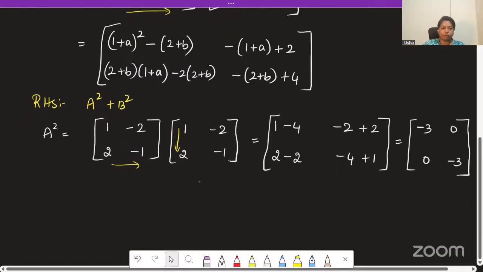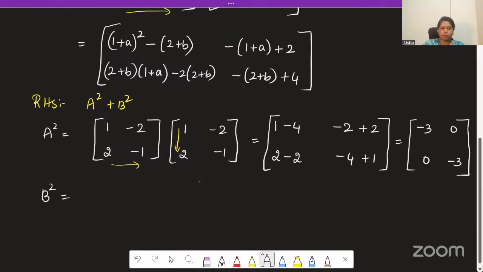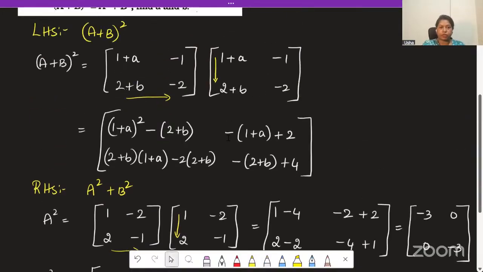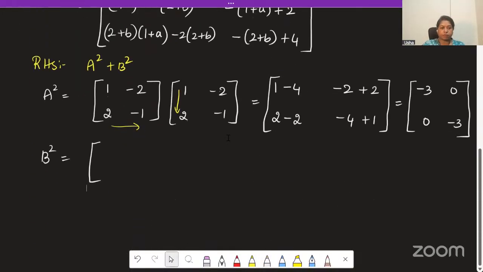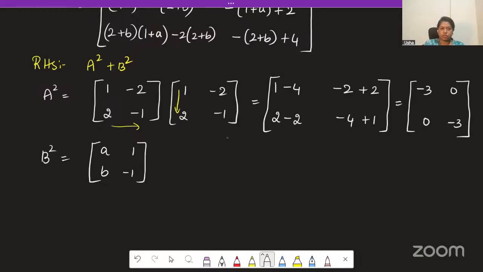Now similarly, we will find out b square. B square is b into b. What is b? a b, 1 minus 1. This is b. Write b again. a b, 1 minus 1. Now we will multiply this. First row into first column. A into a is a square. Plus 1 into b is b. Next, a into 1 is a. Plus 1 into minus 1 is minus 1.